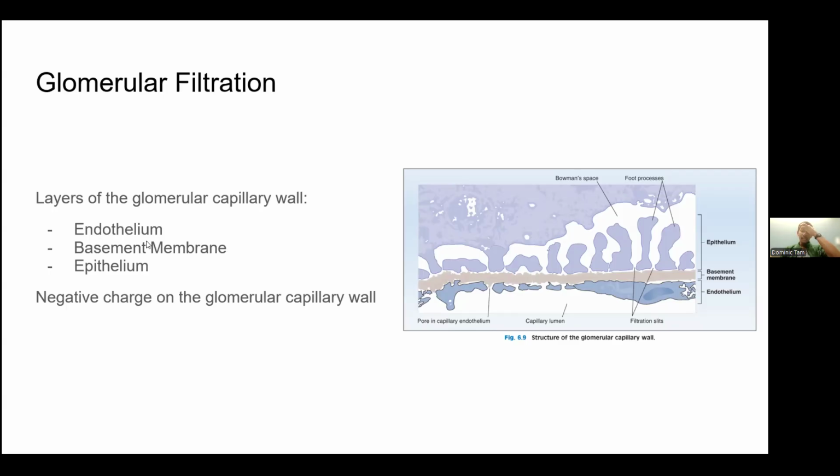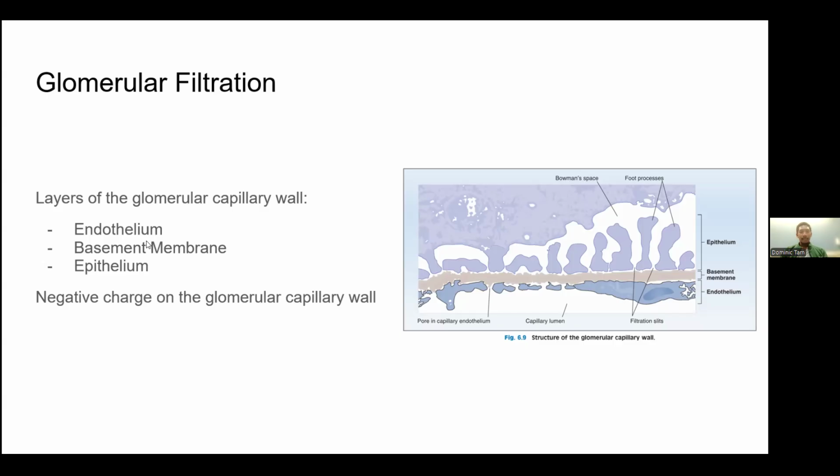After the endothelium, we have a basement membrane, and our basement membrane is further divided into three layers, right? There's a lamina rara interna, which is fused to the endothelium. There's a lamina densa, which is located in the middle, and there's a lamina rara externa, which is fused to the epithelial layer. Right? The multi-layered basement membrane doesn't permit filtration of plasma proteins, and therefore this basement membrane is actually the most significant barrier of the glomerular capillary.